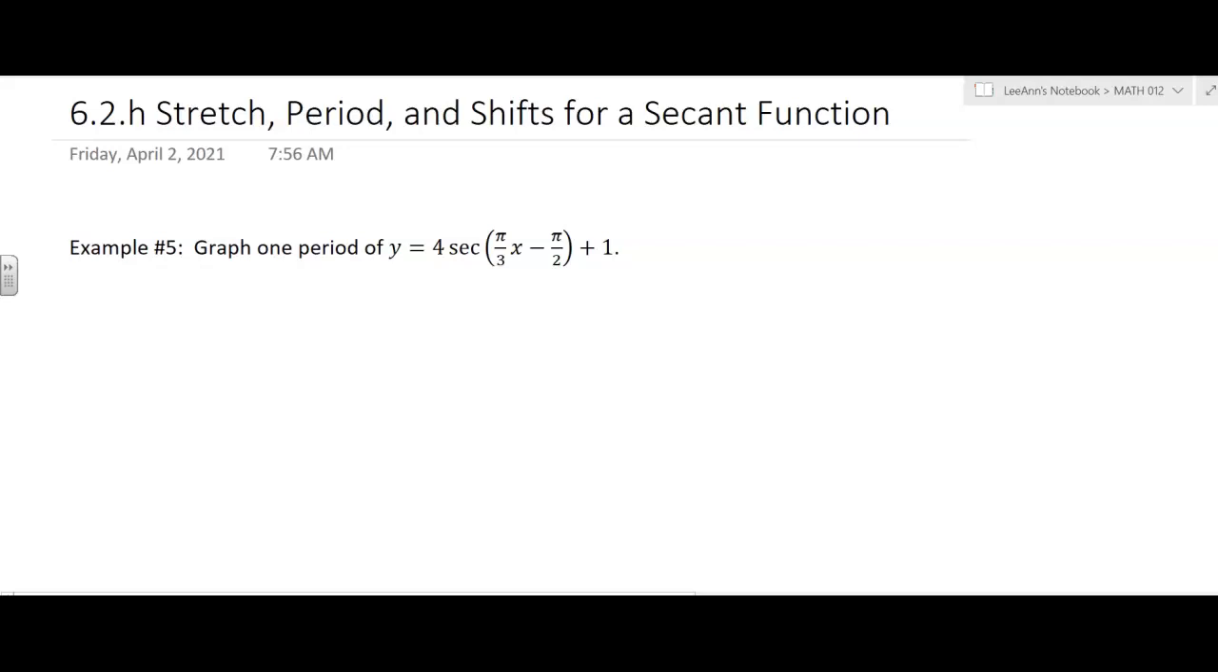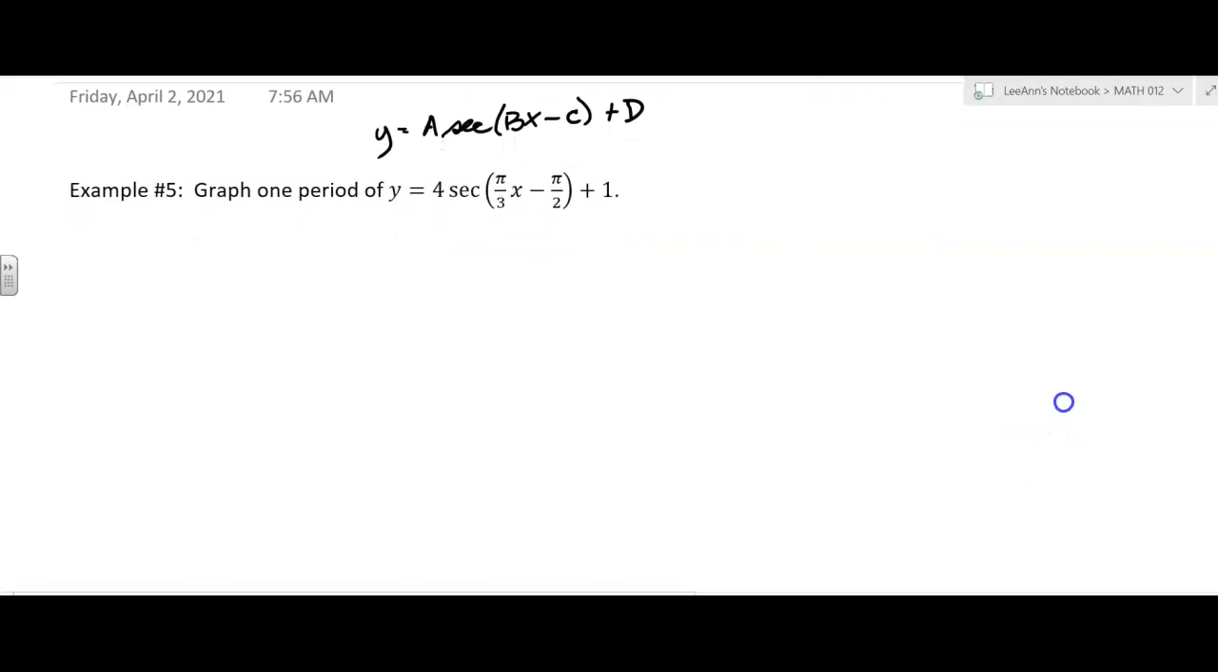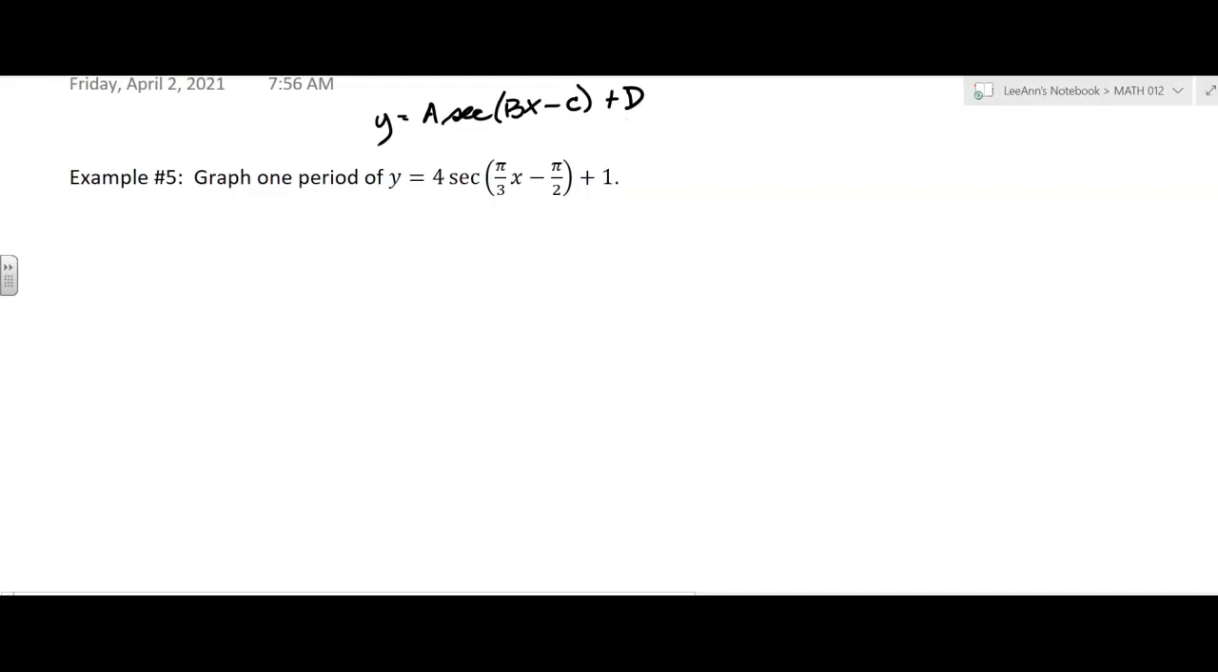Okay, so we're going to graph a secant curve, and I think it's got it all. So y equals a secant bx minus c plus d. We'll go ahead and take the approach that they give us on how to do these, but they don't really explain a whole lot. So I'll try to explain it to you. I know my videos are kind of long.